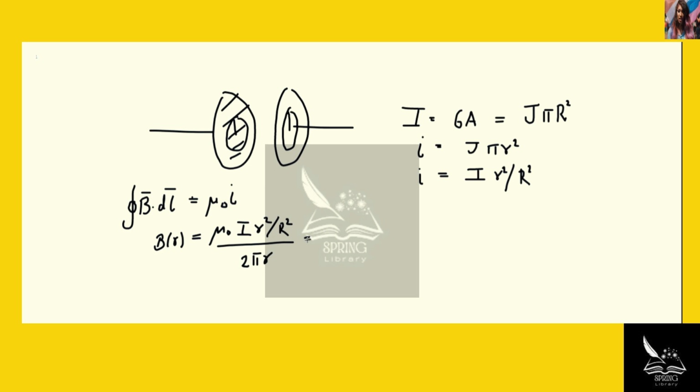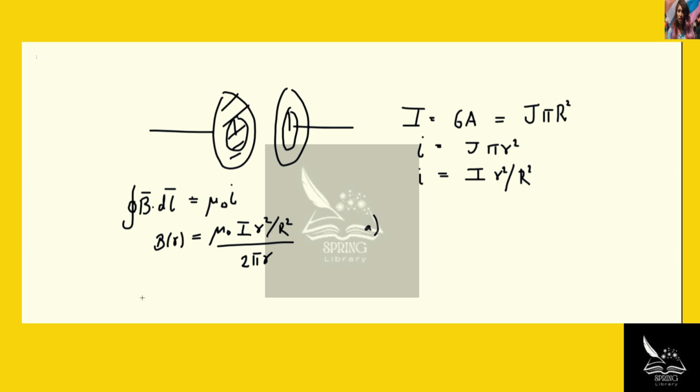Now let's start with section A. We need to find the radius inside the plates at which the magnetic field is 75% of the maximum. The maximum occurs when small r equals capital R, because at that point the enclosed current is the total current I.